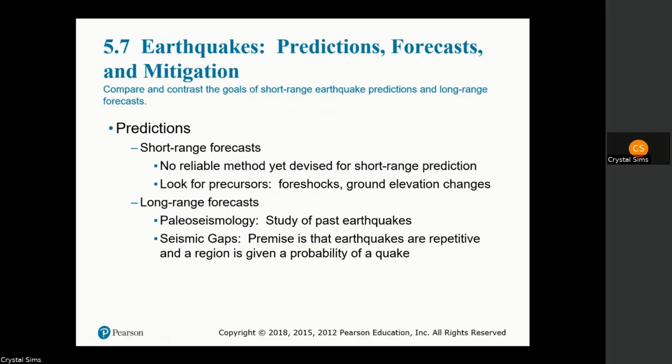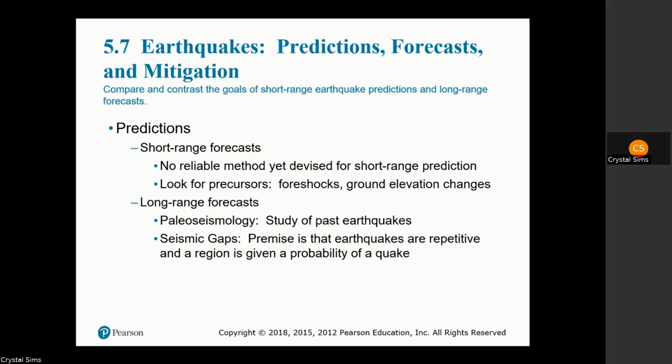We can look for areas of slippage in the faults, but we don't really have a way to predict them. Looking long range, we have what's called paleoseismology, which is the study of past earthquakes. We have this idea of what we call a seismic gap. These are areas where there hasn't been an earthquake in a really long time, like at the New Madrid Fault. Earthquakes are repetitive. They happen along these faults, and eventually another one is going to happen.